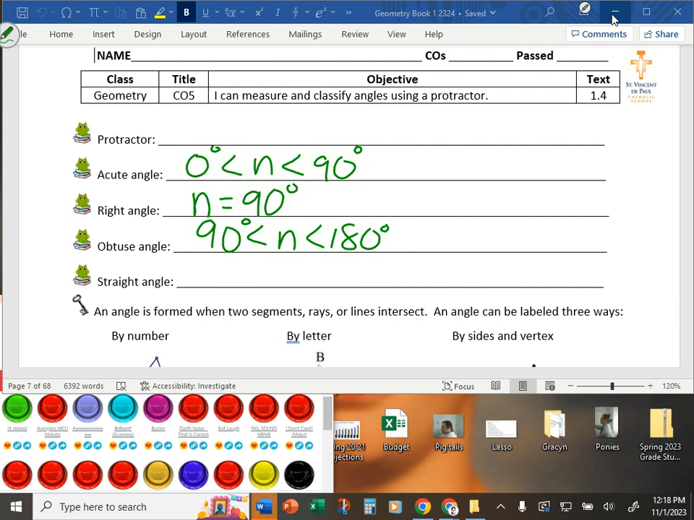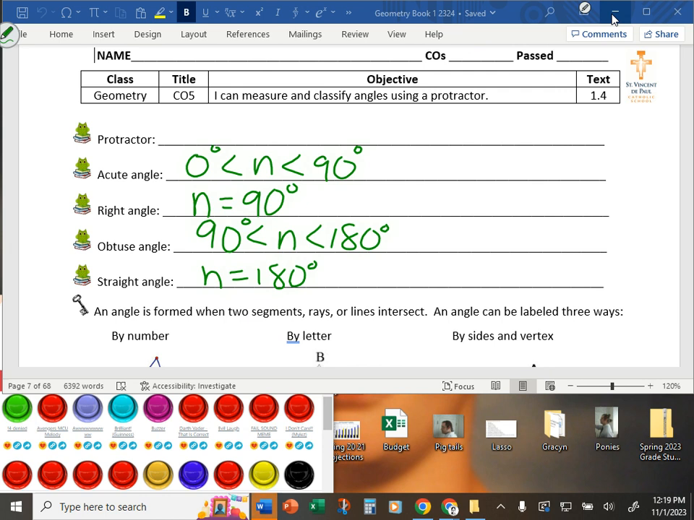Oh, see, last year, those that asked, when would we ever use compound inequalities? Look at us go. Using compound inequalities. We're describing ranges of angle measures. How fantastic. And then a straight angle, which may be new. A straight angle is exactly equal to 180.